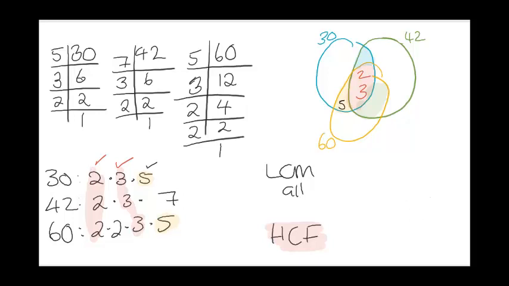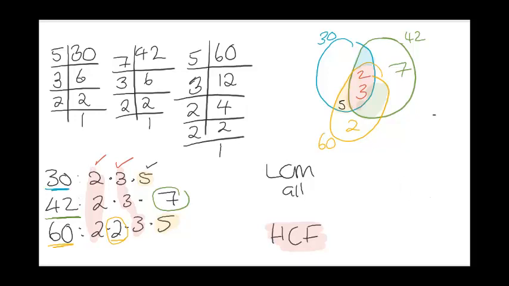And let's do our colors now. So blue is for 30. I don't put anything in there. Green, I've got 42, so I need to put the 7 in there. And lastly, I've got orange for 60, and I need to put this 2 in there to make sure that all the numbers are in the Venn diagram.